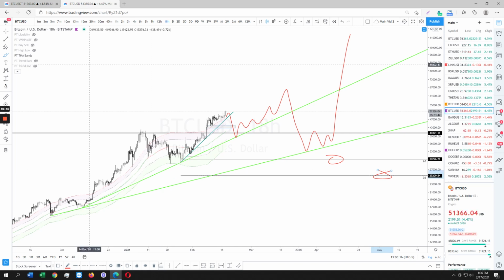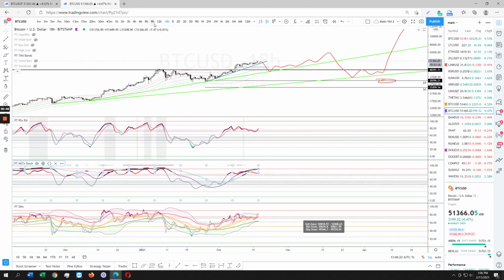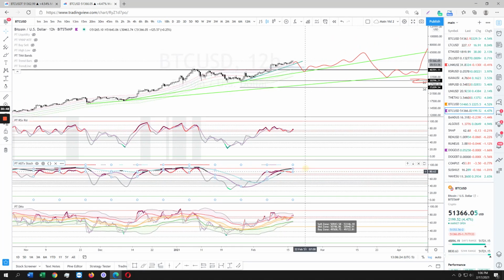Done? Make sense? All right, oscillator-wise, look how much room the 12-hour has. See how we're building up? This thing has to kiss. This has to go like this if you want to be bearish. So we have a lot of room to fill.